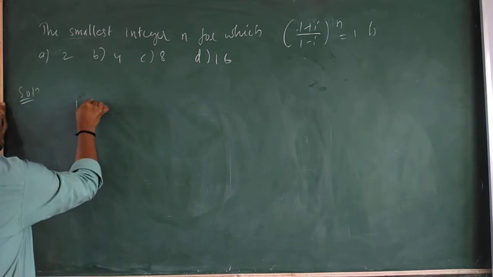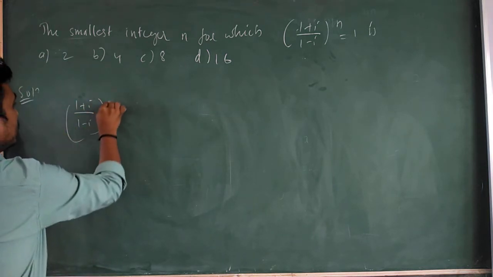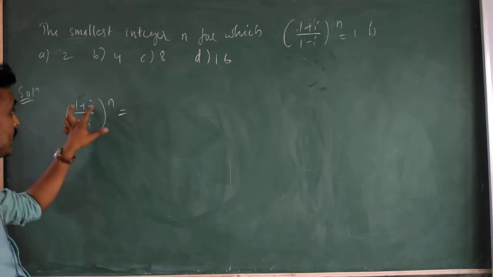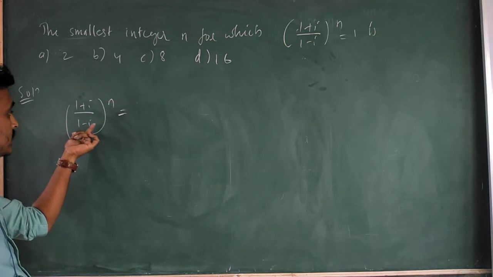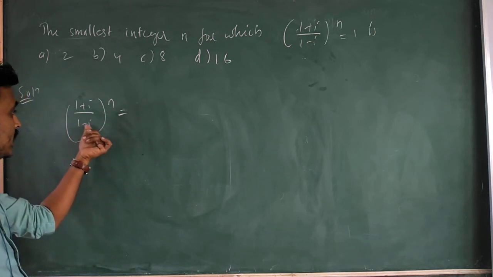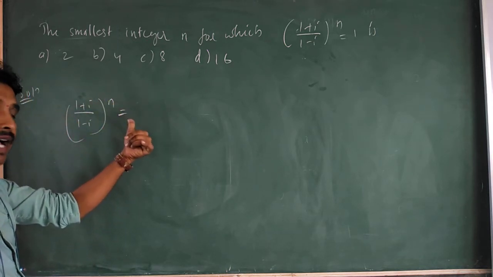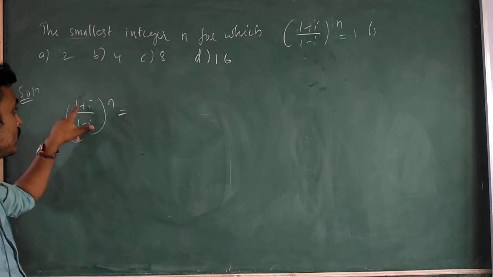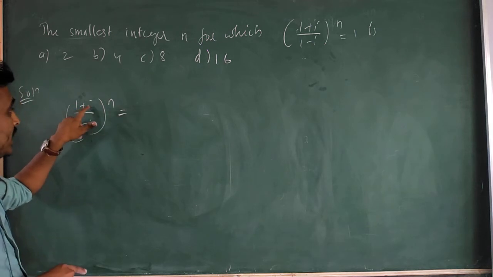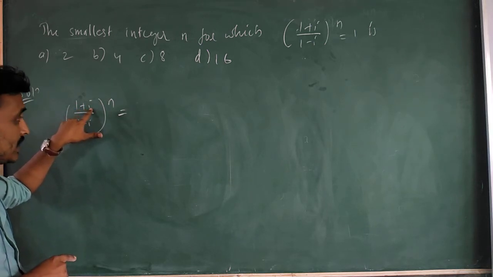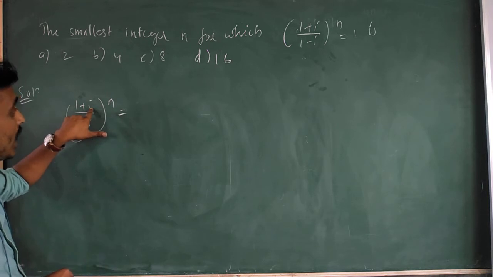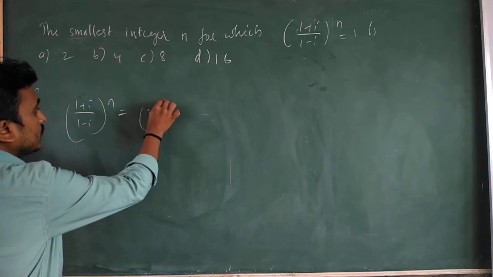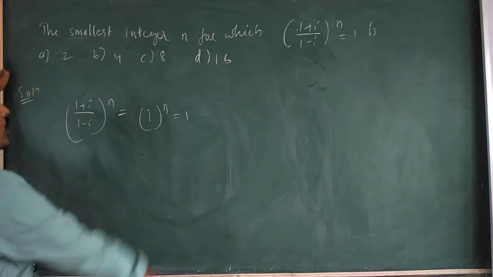Rationalizing the denominator, you get i. Okay, (1 plus i divided by 1 minus i) power n equals, rationalizing the denominator, 1 plus i into 1 plus i divided by 1 minus i into 1 plus i. 1 plus i whole square divided by 1 minus i into 1 plus i. 1 minus i into 1 plus i is 1 square minus i square, 1 minus of minus 1, that is 2. In the numerator, 1 square plus i square is minus 1, so 1 cancels, plus 2i. The 2 gets cancelled, then you get i power n, which equals 1.